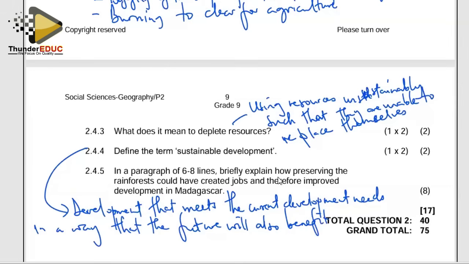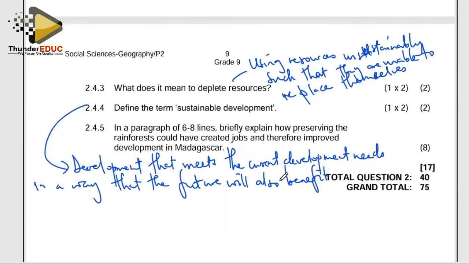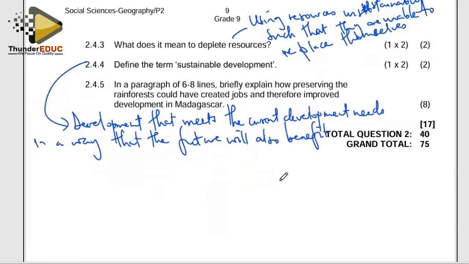So the idea of sustainable development is not us being worried about ourselves only, but it's us worrying about ourselves and also worrying about the people who are going to come after us. That is sustainability. We use resources in such a way that they are also usable by the people to come after us, the future generations. That is sustainable development. Then the last question, number 2.4.5.